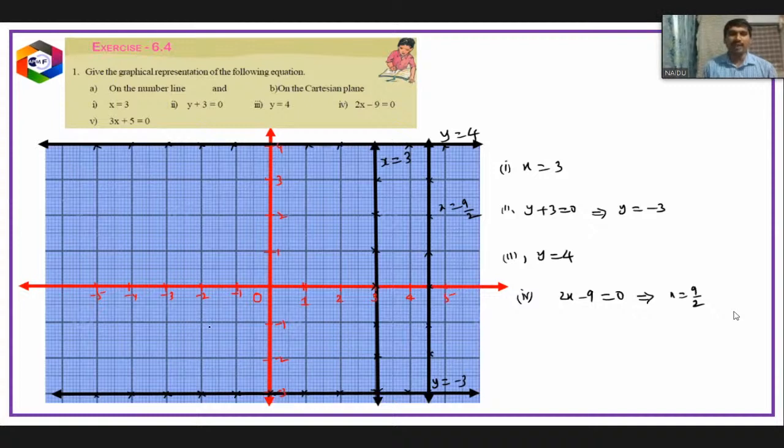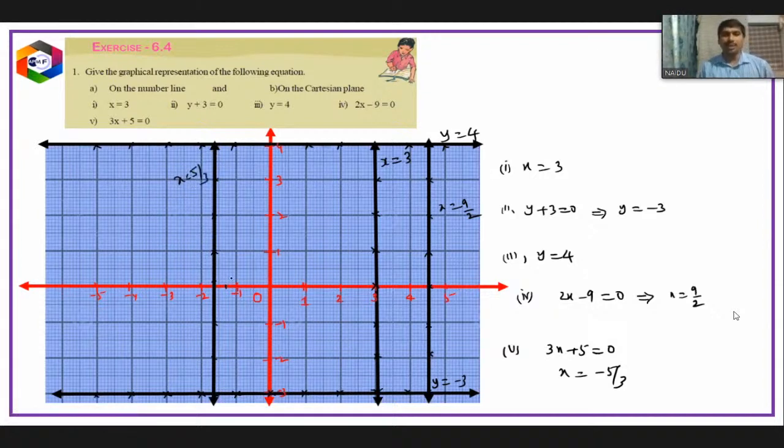And now finally we have one more, which is 3x plus 5 is equal to 0. So x is equal to minus 5 by 3. As I said, minus 5 by 3 lies between -1 and -2. Exactly it is not possible, but if you divide into 3 equal parts, here it will come. So these will be the possible points, and you can join all these points. You will get a straight line, which is nothing but x is equal to minus 5 by 3.